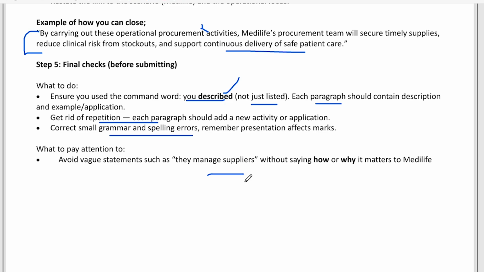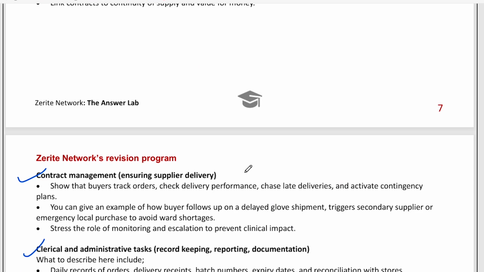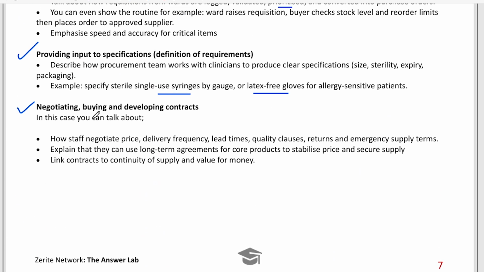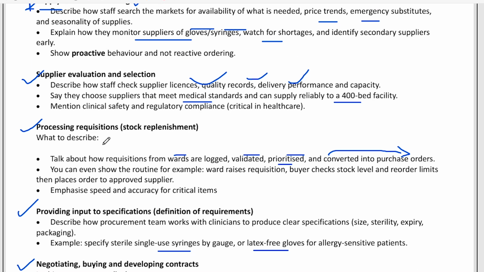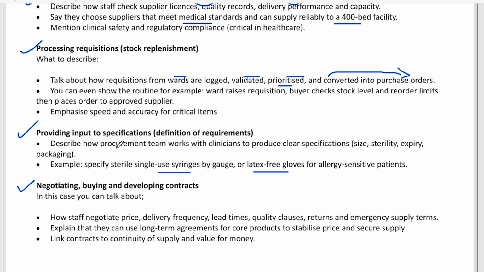So you want to avoid vague statements like, they manage supplies. No. How do they manage supplies? Why? Like you see in this case, let's just pick any. Providing input. Okay, let's go with something like providing input. So you're like providing inputs to specifications and then leave it that way. Nope. How do they do that? By working with the clinicians. Why? Because the clinicians know exactly what is required.